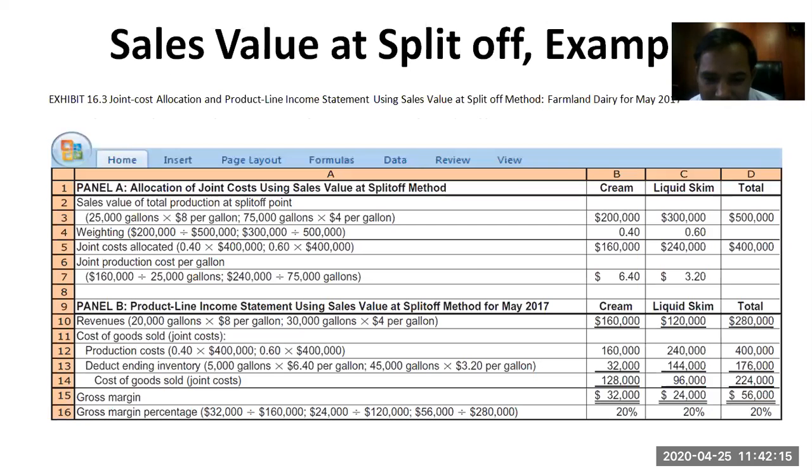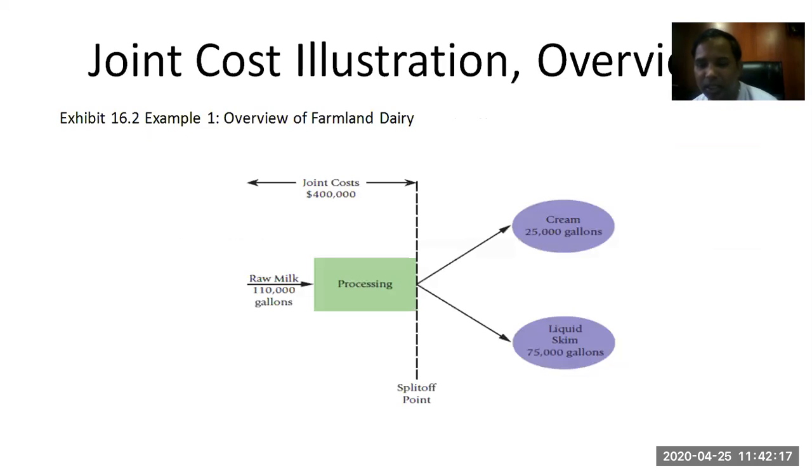Let's go back to the respective diagram one more time. Now, if I need to transfer or allocate this joint cost to cream and liquid skim, as per the physical measures method, I have the total units of production. It is 100,000 gallons. So this 4 lakh will be divided on the basis of the proportion, that is 25,000 gallons divided by the total units of production, 100,000 gallons. It comes to 25 percent, and this comes to 75 percent.